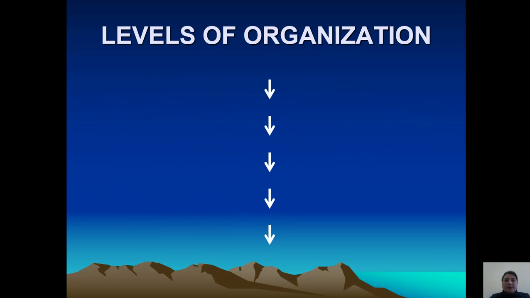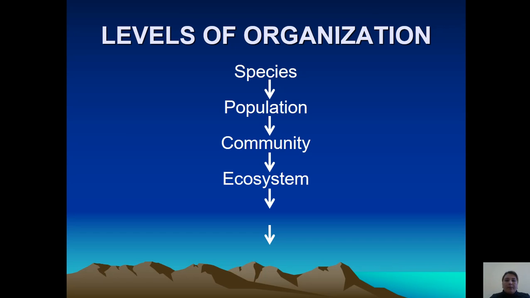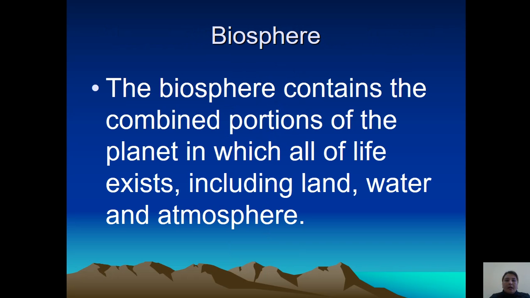And so, the levels of organization. Organization consists of species, population, community, ecosystem, and biosphere. And biosphere, what is biosphere? The biosphere contains the combined portions of the planet in which all of life exists, including land, water, and atmosphere.